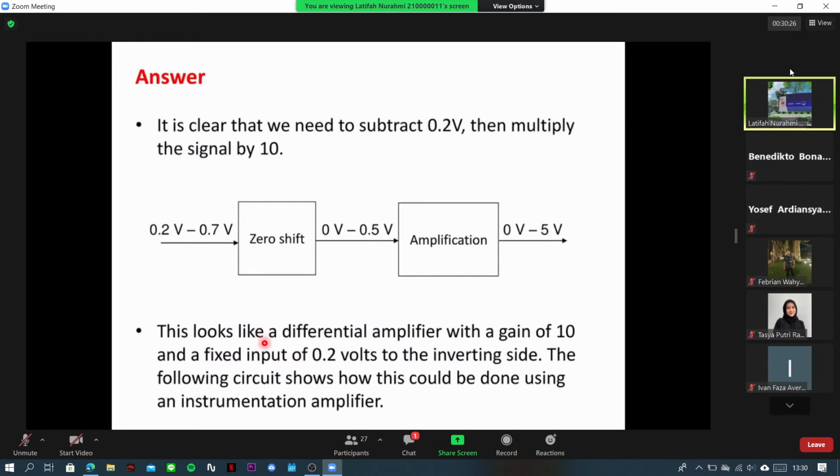Let's read this point number 2. This looks like a differential amplifier with a gain of 10 and a fixed input of 0.2 volts to the inverting side. The following circuit shows how this could be done using an instrumentation amplifier. So what can we see here? This is 10 times, right? We made an amplifier which has a gain of 10 times because from 0.5 it becomes 5 volts.